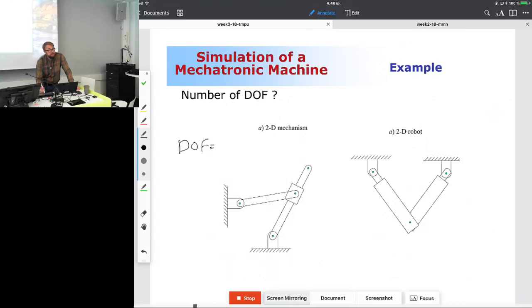Okay, so how many do I need? How many moving bodies do I have? Okay, 1, 2, 3. All right? So it's going to be how many generalized coordinates? 3? 9. Oh yes, 9, not 3. Okay. How many revolute joints do I have? So it's 1, 2, 3, 4.